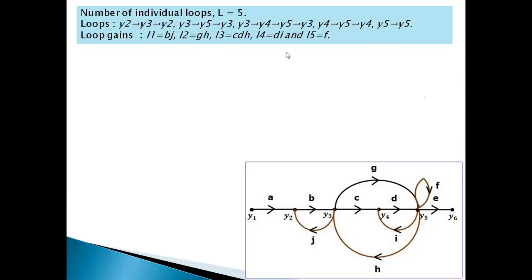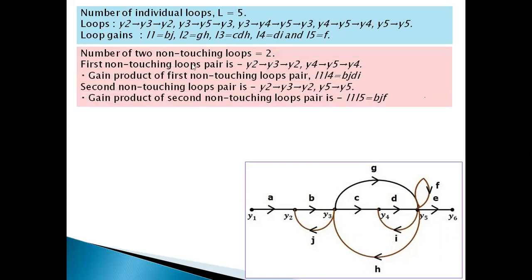Okay, identification of loops. Next, identification of non-touching loops. Non-touching loops means there are 2 non-touching loops. So in here, this is our graph. So if we observe this loop and this loop, they are not in contact.